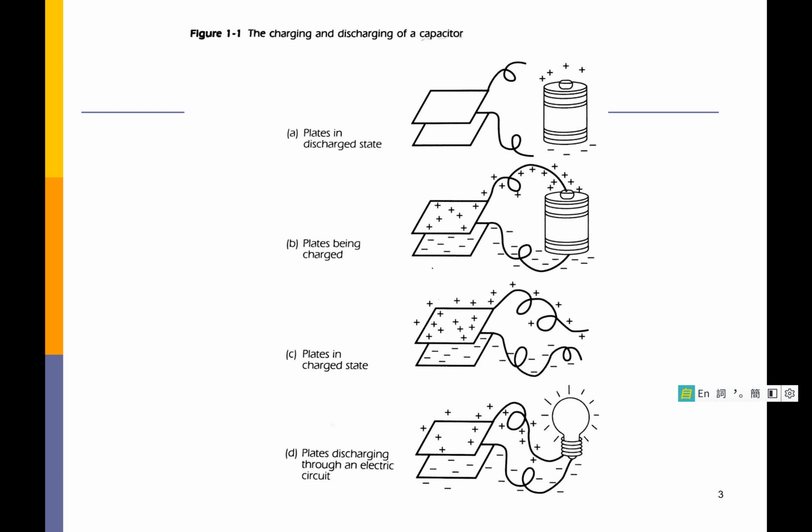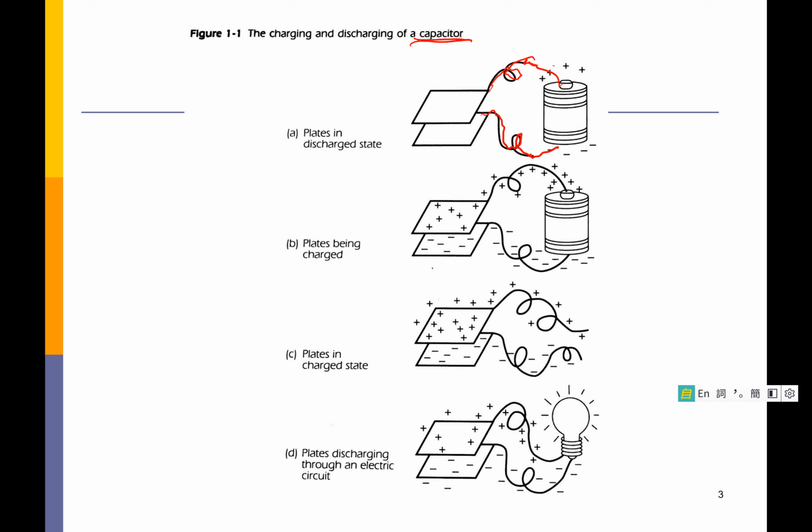Okay, this is how a capacitor works. It's a metal plate, and we put another very close to it, and then there are two wires connected to these two metal plates. At this time, there's no electron or proton on these two metal plates. And then we wire one end to the positive side of our battery, and the other end to the negative side.